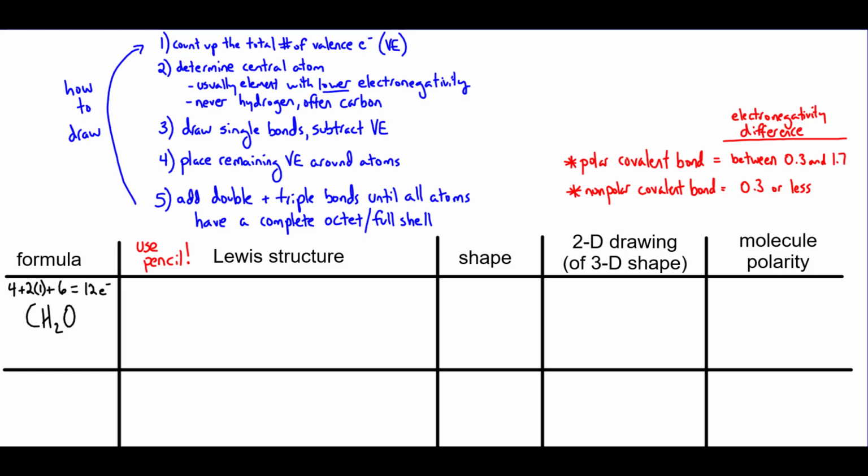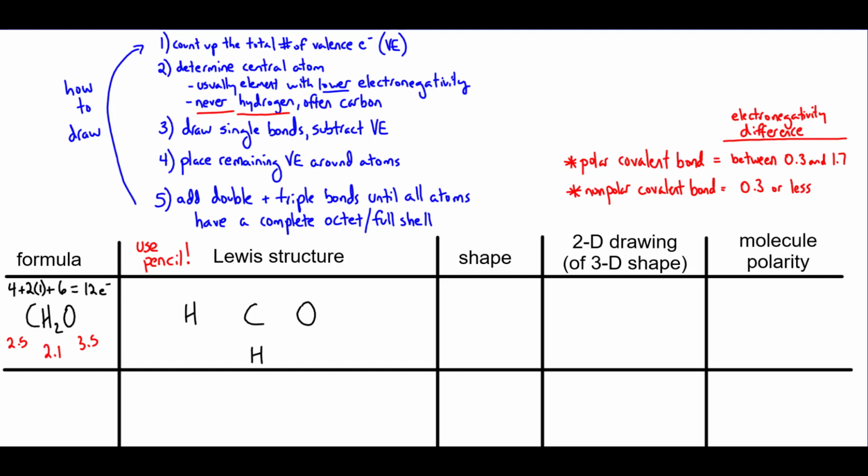And then we need the central atom, and that's going to be the one with the lowest electronegativity. Hydrogen is 2.1, oxygen is 3.5, and carbon is 2.5. So hydrogen is the lowest electronegativity, but the rules say it can never be hydrogen. And so that means we're going to go with carbon. So I'll put carbon right in the middle. I'm going to put an oxygen over here. I'll put a hydrogen, and I'll put the other one right here.